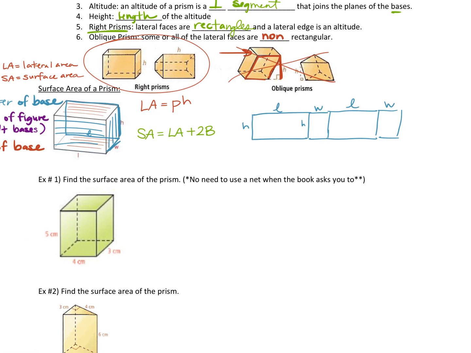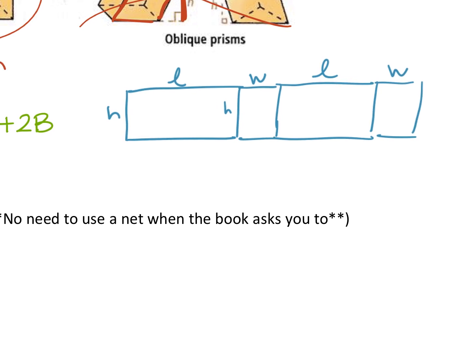Okay. Can anyone tell me what this big rectangle represents right now in this figure? Not the perimeter. Outside, without the bases. Without the bases. It's the lateral area, right? This is the lateral area of this figure. It doesn't have the top and it doesn't have the bottom, okay?